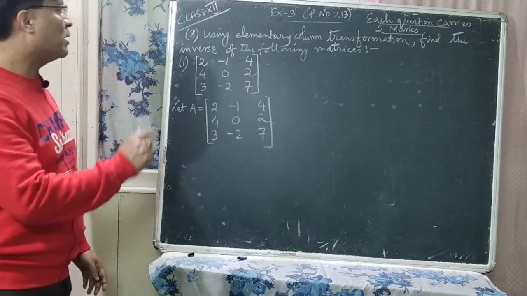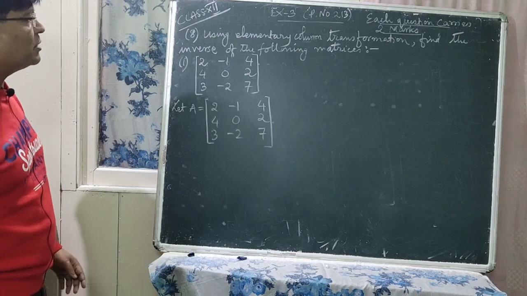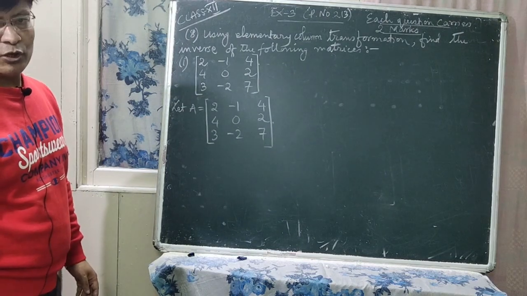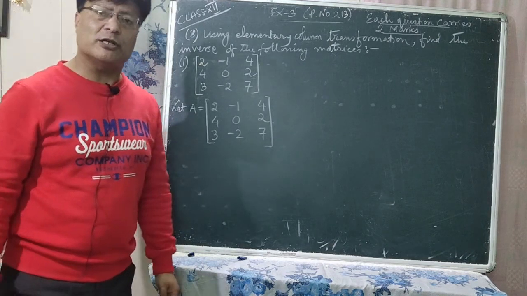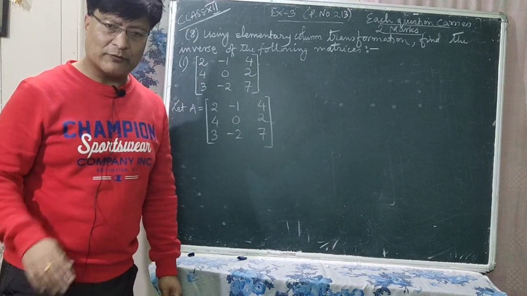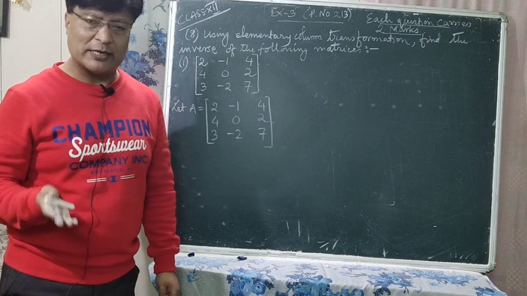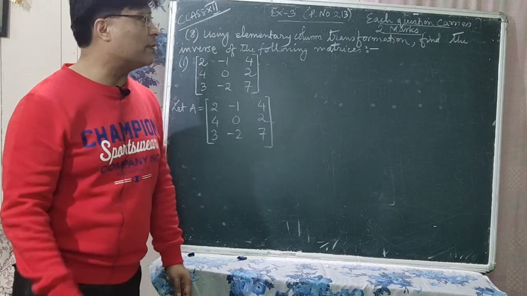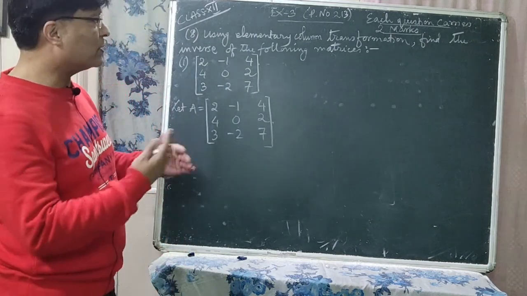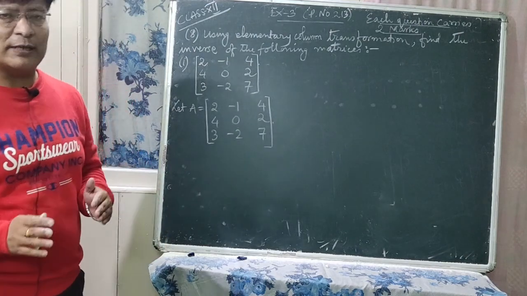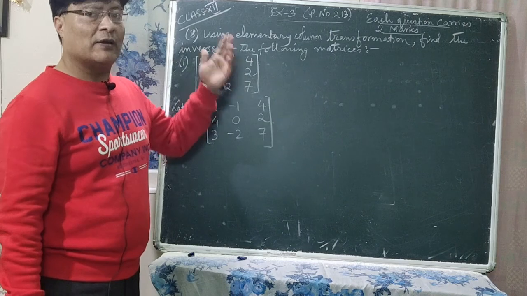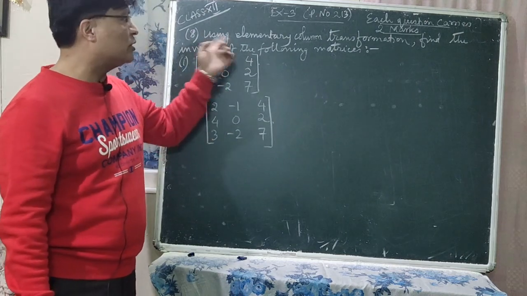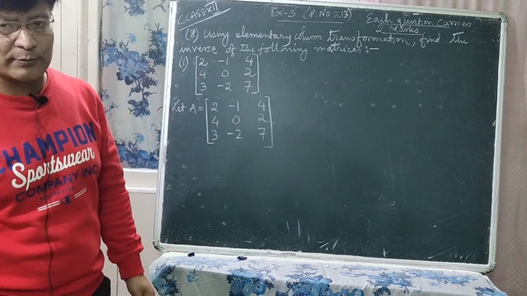Now question number 8 is using elementary column transformation. Column transformation means you have to use properties in terms of column to convert the given matrix into identity matrix, and you can easily get the inverse of the matrix A. So how will you convert the given matrix into identity matrix? I'll show you. Find the inverse of the given matrix using elementary column transformation.